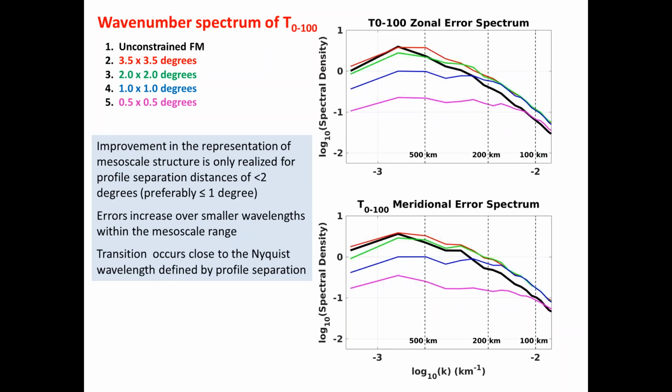The previous was for dynamic height; this is for upper ocean temperature, with fairly similar results.